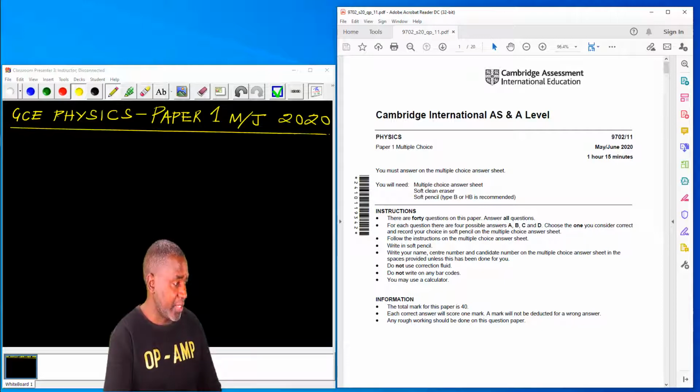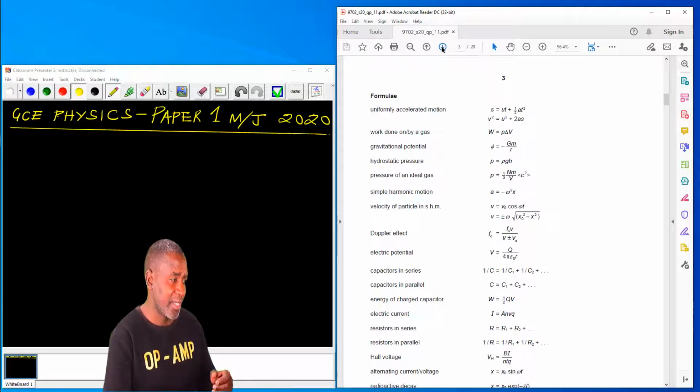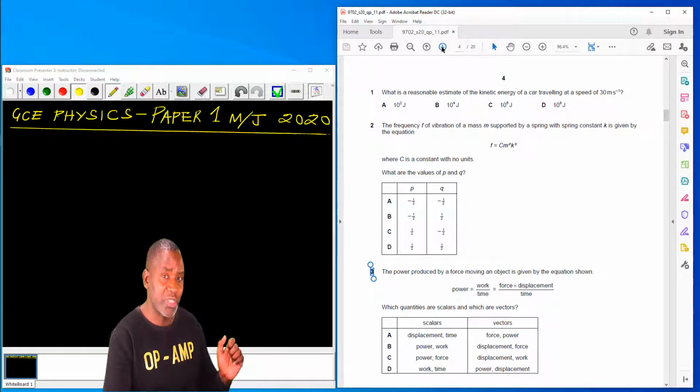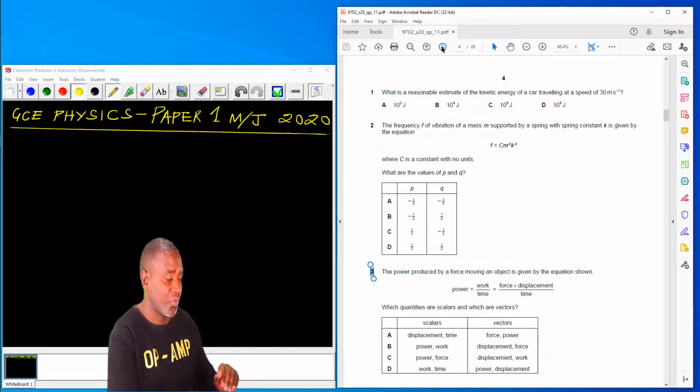When you look at this paper, the second page usually has a list of constants. The third page has formulas and so forth, and the questions actually start on the 4th page. So let's get started with question 1.